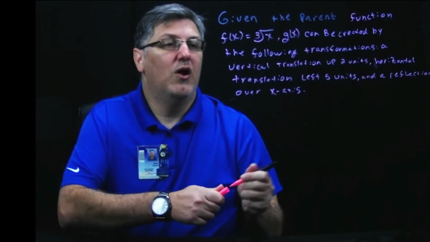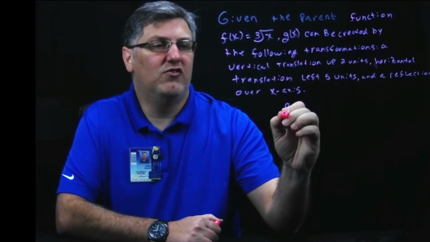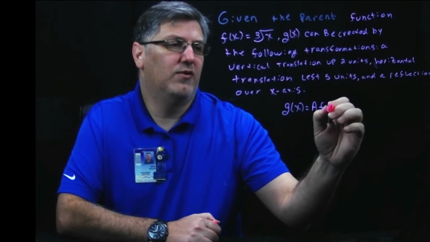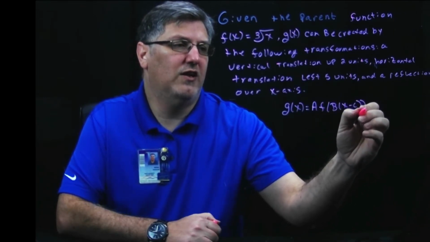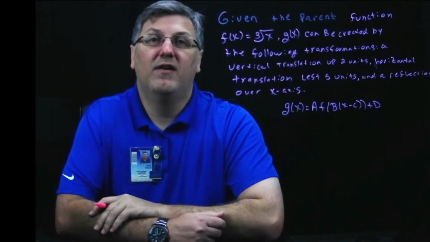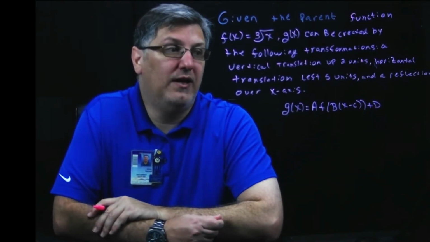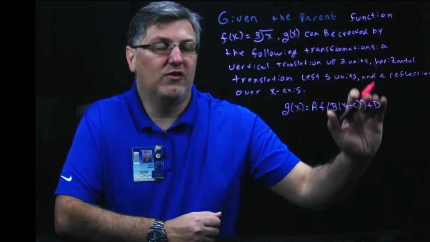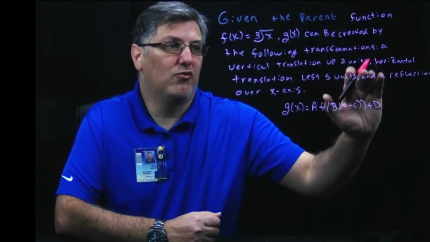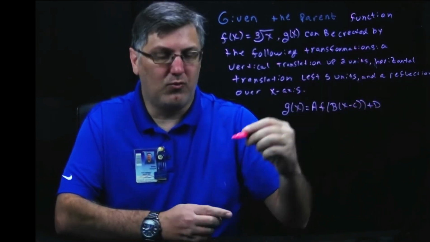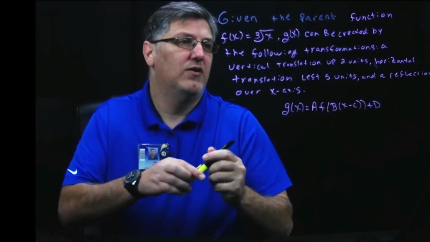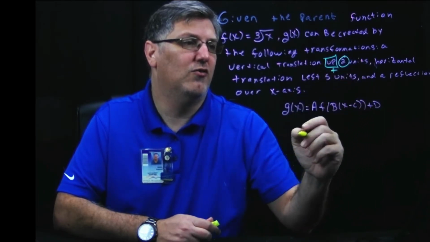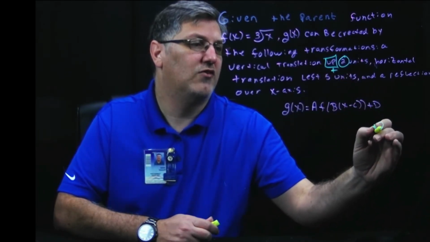Okay, so I'm going to use my generic notation, g of x equals a f of b times (x minus c) plus d. From here we just need to identify what a, b, c, and d are. Well, let's start with the easy ones. D is a translation that goes up and down, so that is a vertical translation. Now the word up means it's a plus, and then it's plus 2. So my d is going to be plus 2.